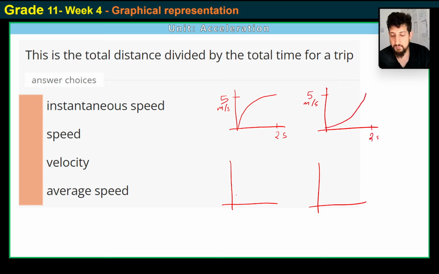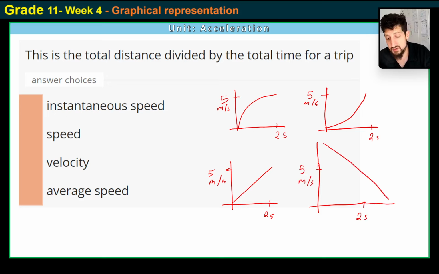Why am I doing this will become apparent very, very soon. Now we have got 5 meters per second again. And here it's 2 seconds. And this time I've got something like this.